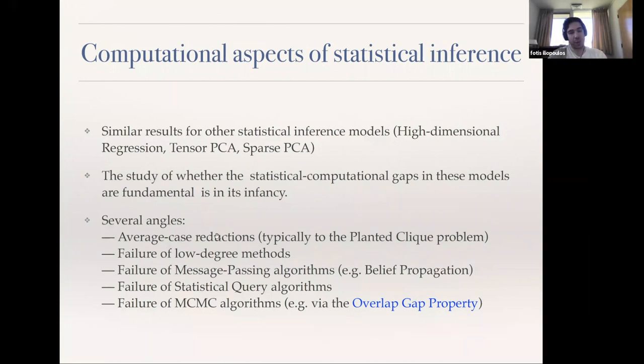Okay, and this is actually what we're going to do in this talk. We're trying to understand whether a family of MCMC algorithms actually fails for the group testing problem by studying the so-called overlap gap property, which, as I explained, is a phase transition that corresponds to an abrupt change in the geometry of the solution space of the problem. Let me know if there are any questions. I think this is a good place for a break, because after the break, I will come back to the group testing model.